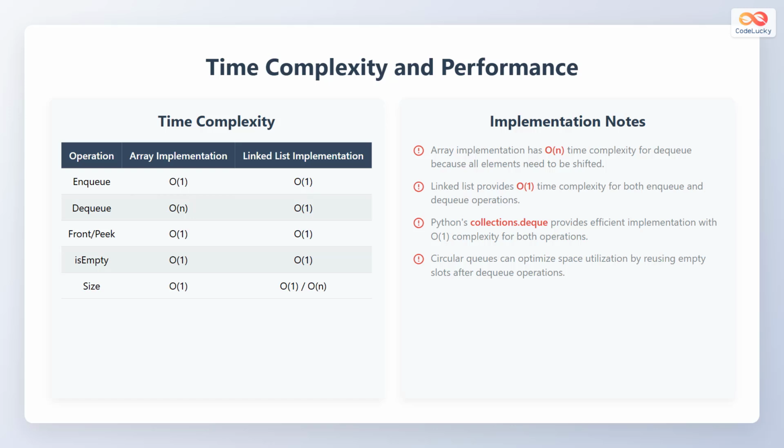Keep in mind that the array implementation has O(n) time complexity for Dequeue because all elements need to be shifted. The linked list provides O(1) time complexity for both Enqueue and Dequeue operations. Also, the Python collections.deque provides an efficient implementation with O(1) complexity for both operations. Circular queues can optimize space utilization by reusing empty slots after Dequeue operations.